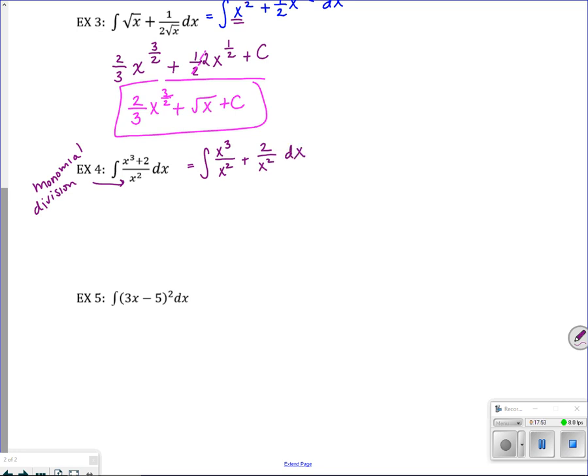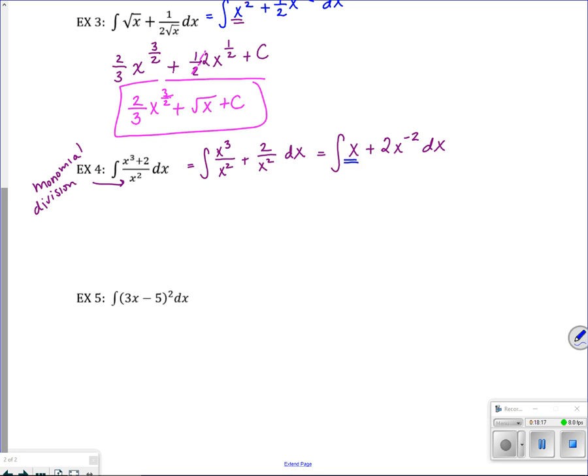So you're going to kind of undo that common denominator, or you're going to do the actual division, which of course, what is x cubed over x squared is just x. And then that second one, I'm going to write this way. Now I'm ready to go. Now I'm ready to do each of those individual things.